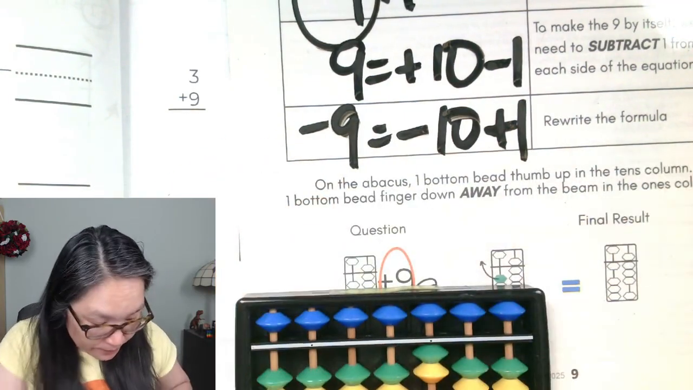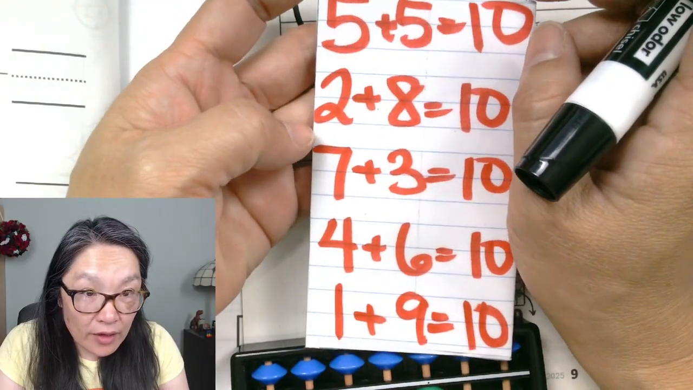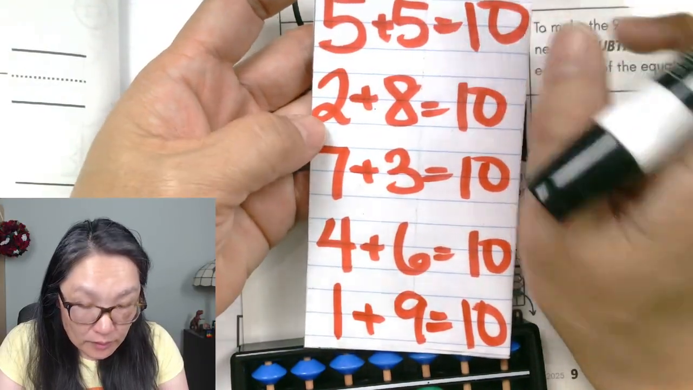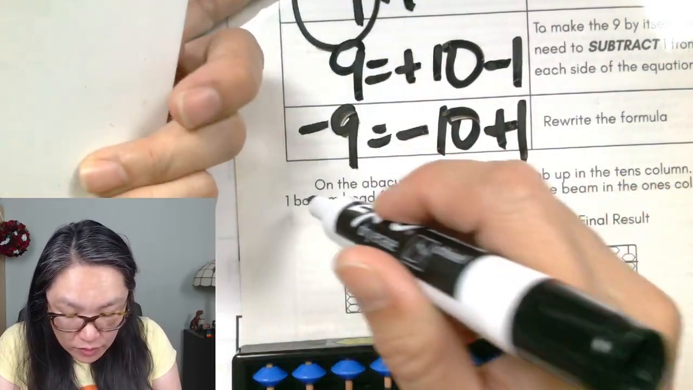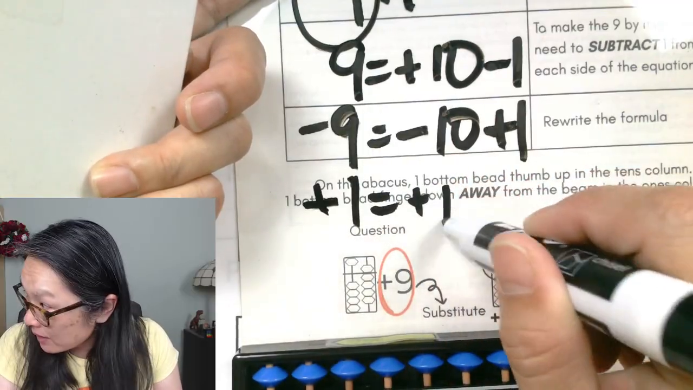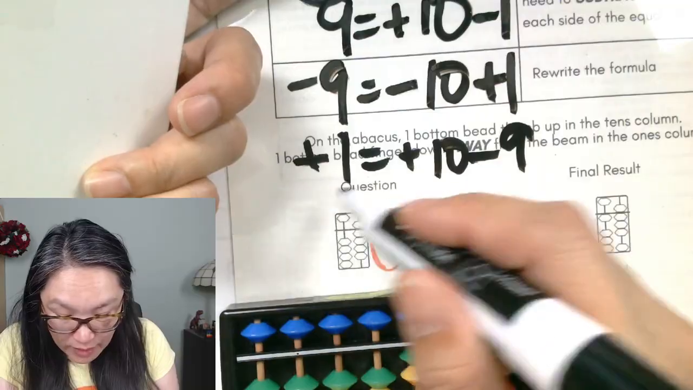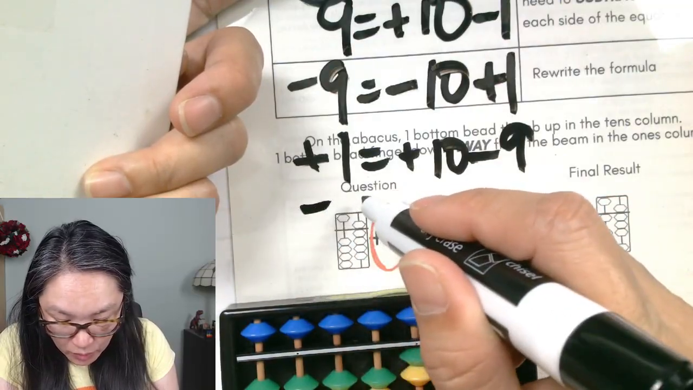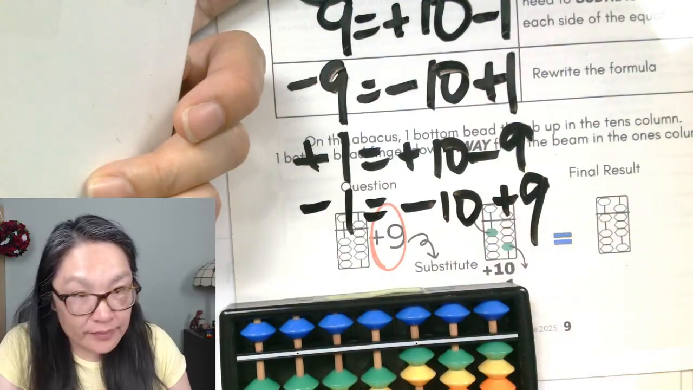So again, we just did the 9, and obviously if there's a 9, there's a 1. If I want to add the 1, it's the same thing, plus the 10 minus the 9. If we do the opposite, if we want to take away 1, minus the 1 is equal to minus the 10 plus the 9. And that's how we work.